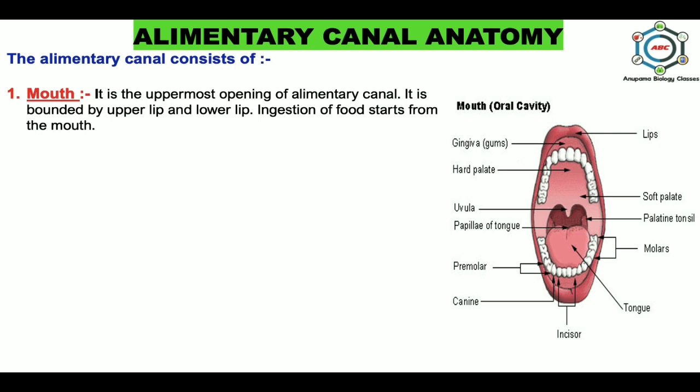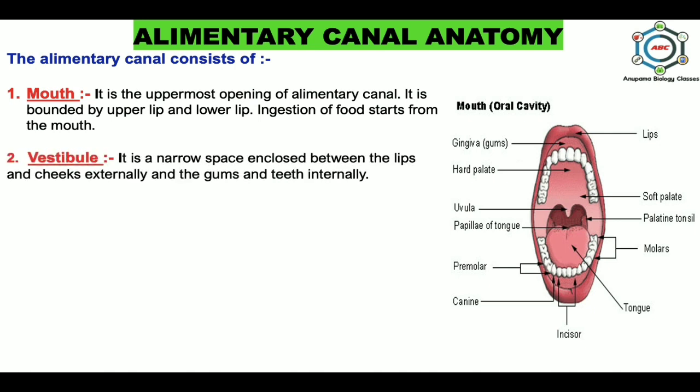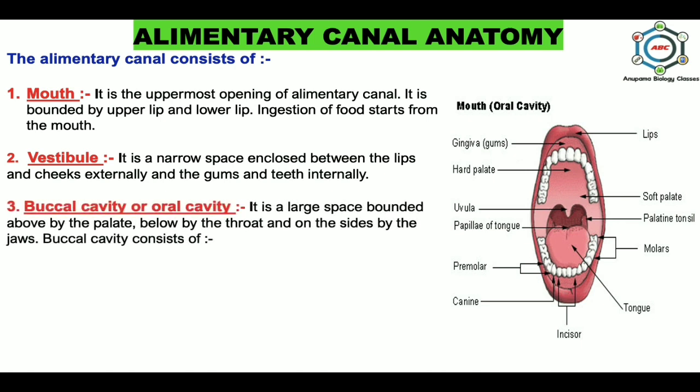After that, mouth enters into the vestibule. Vestibule is a narrow space which is enclosed between the lips and cheeks externally and the gums and teeth internally. The lining of vestibule contains mucus glands which secrete mucus. Then vestibule opens into the oral cavity, which is also known as buccal cavity. Buccal cavity is the large space bounded above by the palate, below by the throat, and on the sides by the jaws.